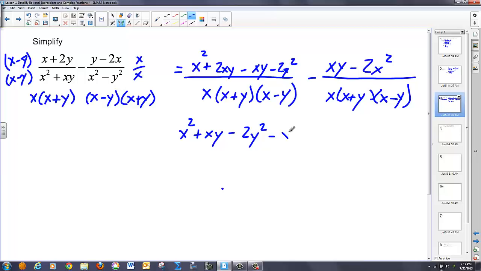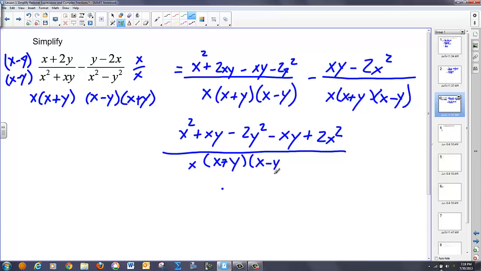And now I'm going to subtract each of these terms. So subtracting xy gets me a subtraction of xy, and subtracting a negative 2x squared gets me a positive 2x squared. And that's all over my LCD of x times x plus y times x minus y. Combining like terms, you see I have 3x squared. I have no xy terms because those reduce each other out. And then I have 2y squared over x times x plus y and x minus y.